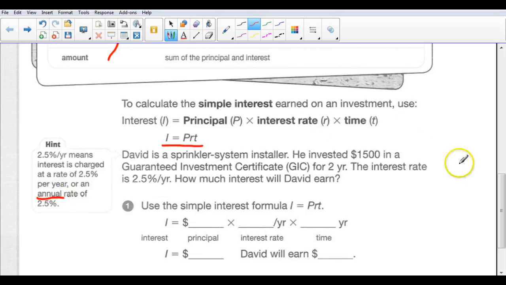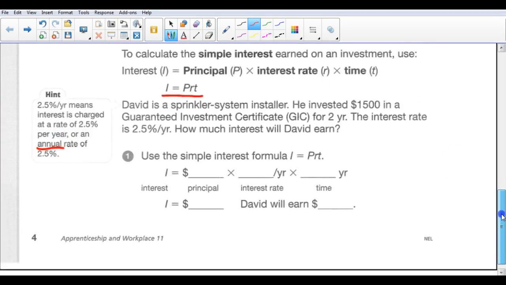Okay, so let's do a problem. Let's do an example here. David is a sprinkler system installer. He invested $1,500 in a guaranteed investment certificate, or a GIC, for 2 years. The interest rate is 2.5% per year. How much interest will David earn? Well, we just use the formula, I is equal to PRT. We just plug the numbers in.